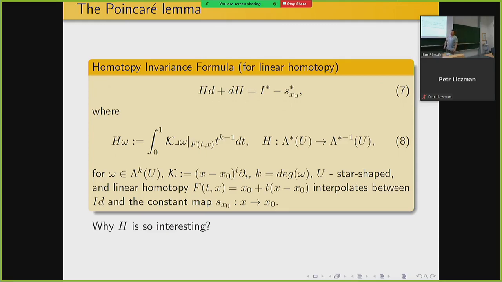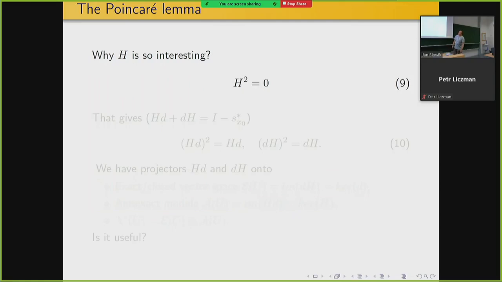Okay, so as I said, there are plenty of these homotopies. For example, instead of T here, you can take T squared or sine of T or something else. But this linear homotopy is more interesting because it has very nice properties. For example, it is nilpotent, so H squared is equal to 0. And also, using this property, you have that the square of this operator HD is the same as HD, and the square of this operator is the same as this.